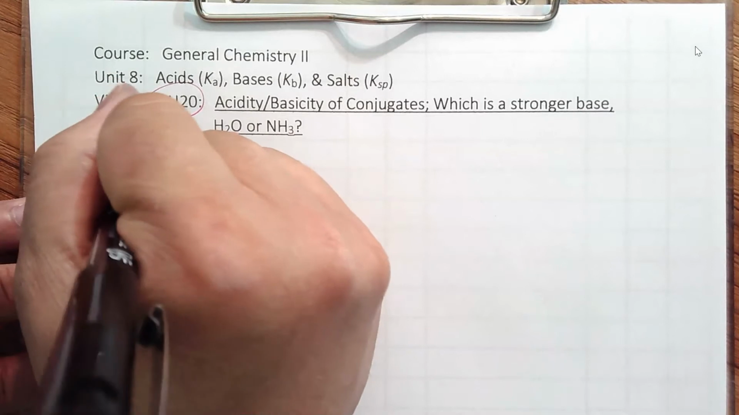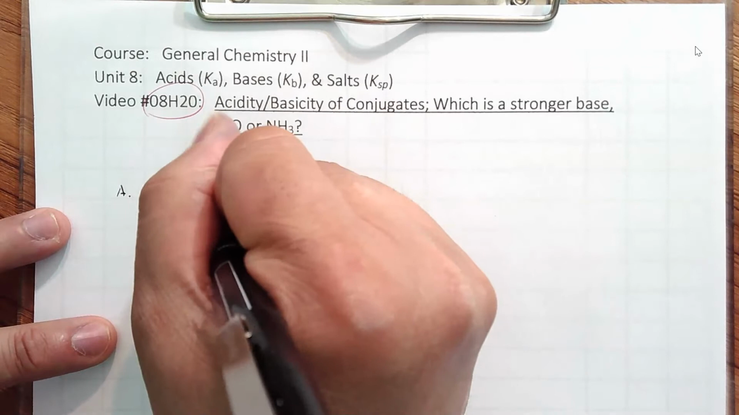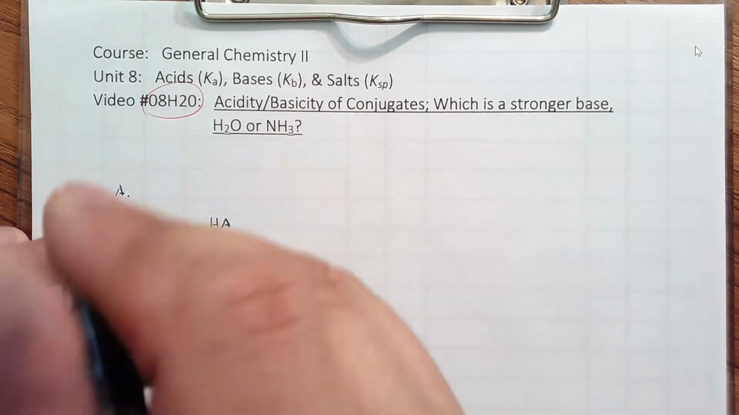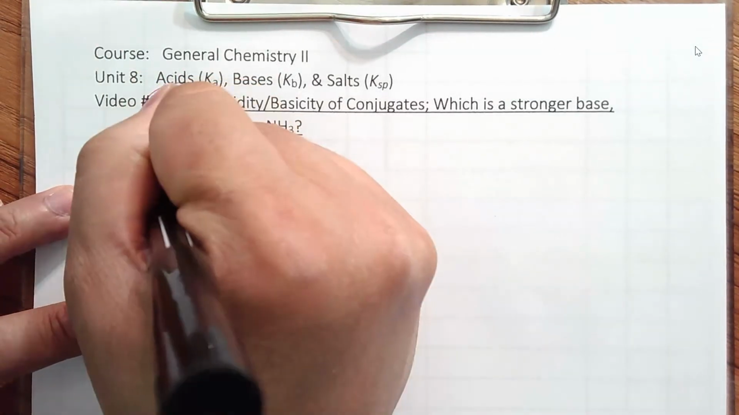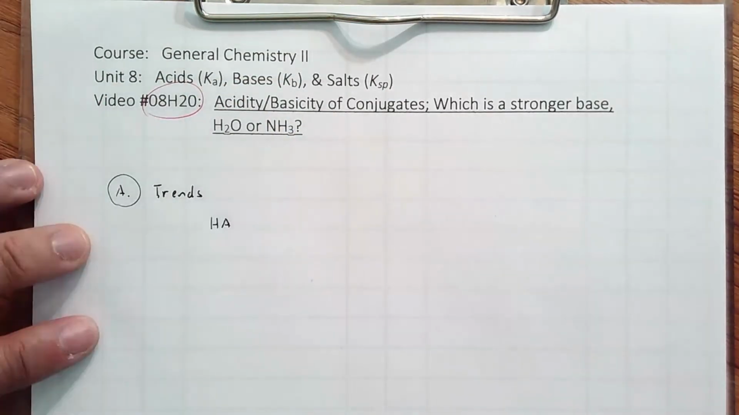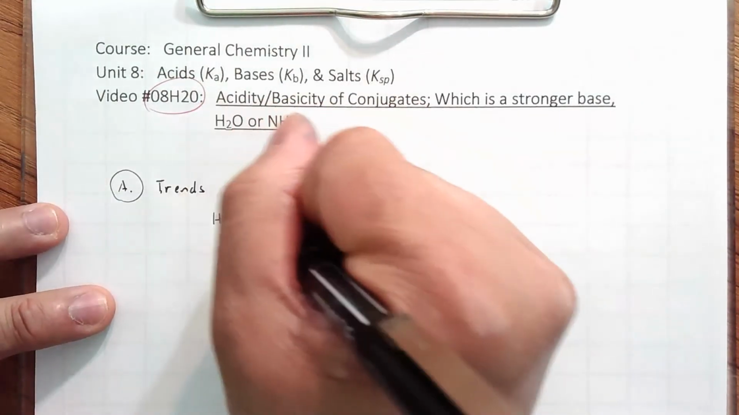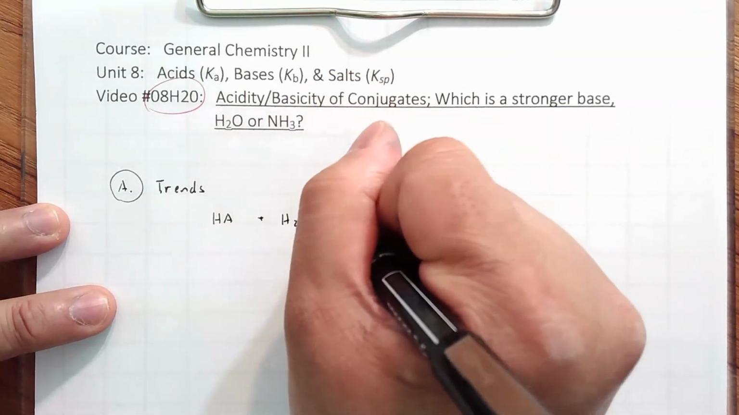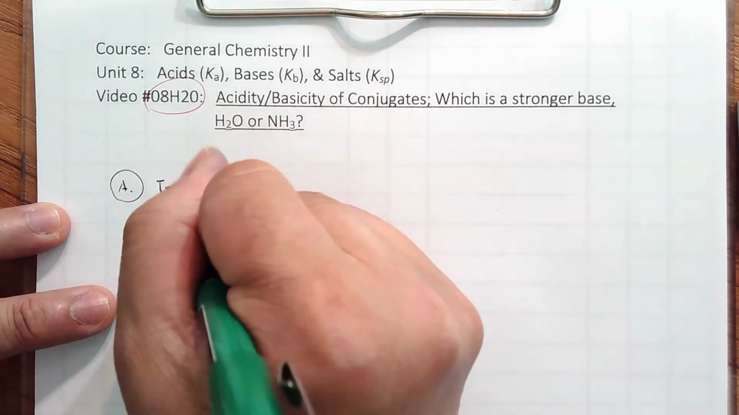If we have a reaction that is HA, I need to give this a title. Why don't I just call this trends? And then we're going to apply these trends in the next sections. If we have an acid HA plus H2O, and let's make this a strong acid, so we'll put a full arrow.